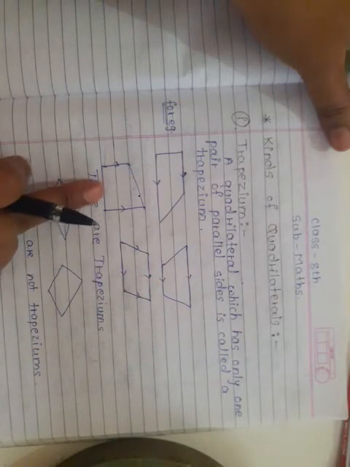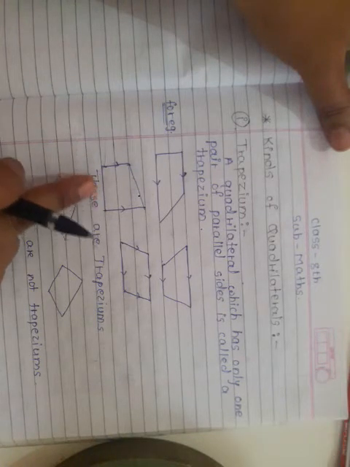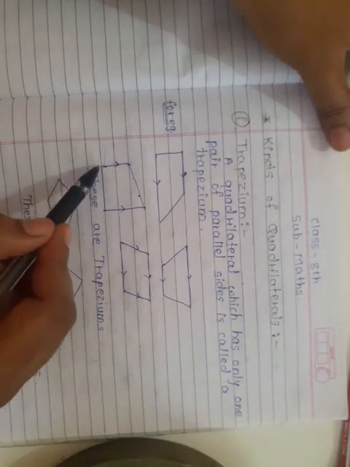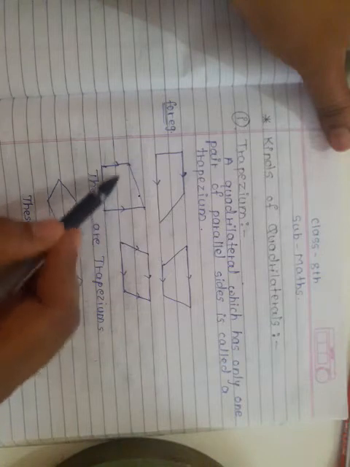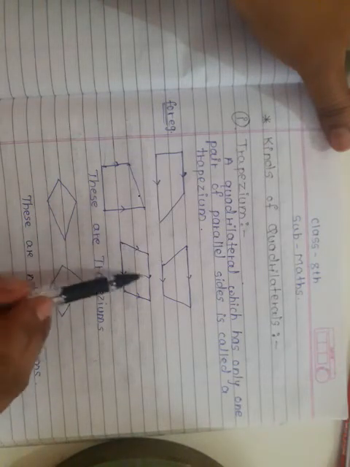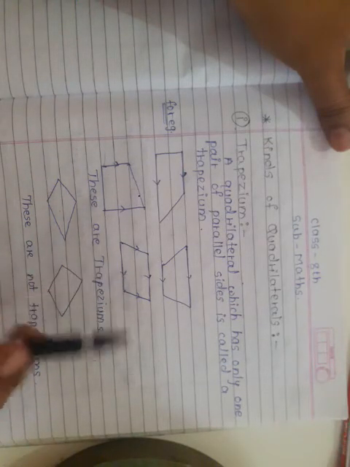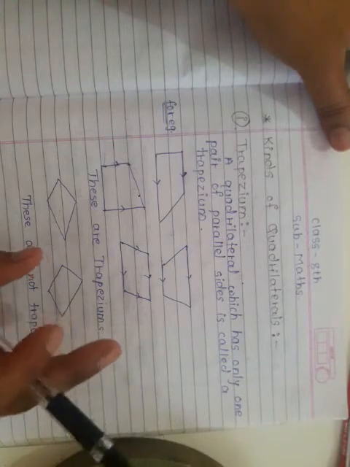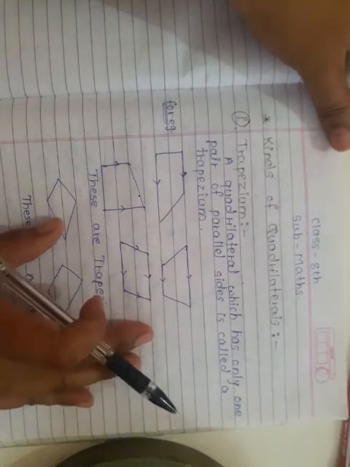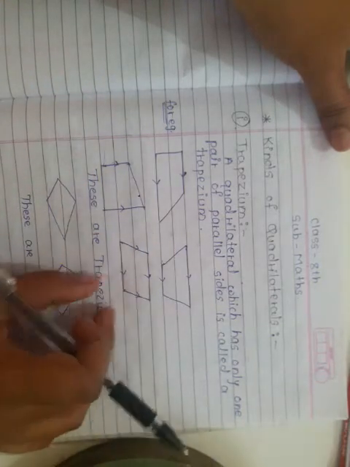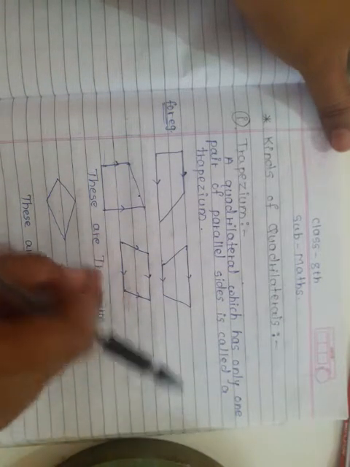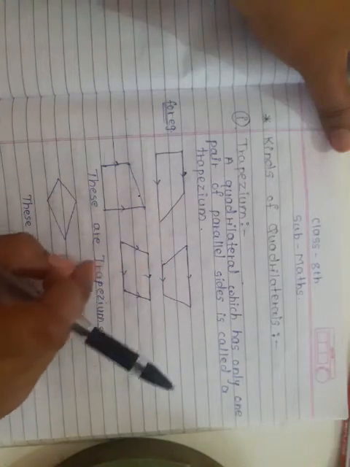Then in this diagram also it is a trapezium. See, these two lines are parallel to each other. Now in this diagram, here there are two pairs of parallel lines, so at least one pair is required, but more than one pair is also a type of trapezium. So all these are the examples of trapezium.